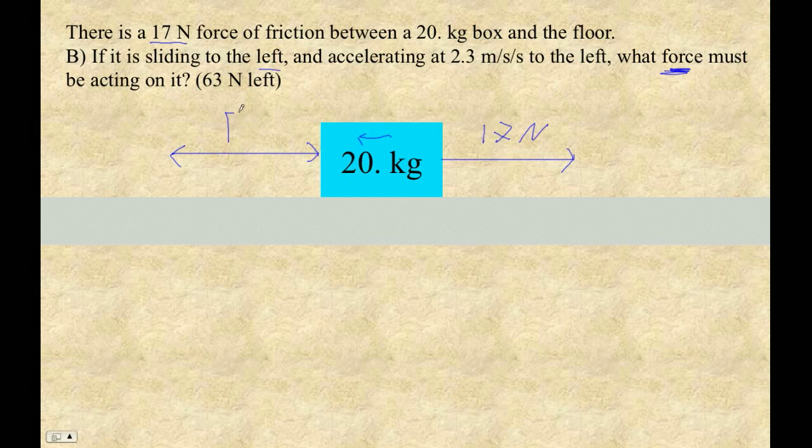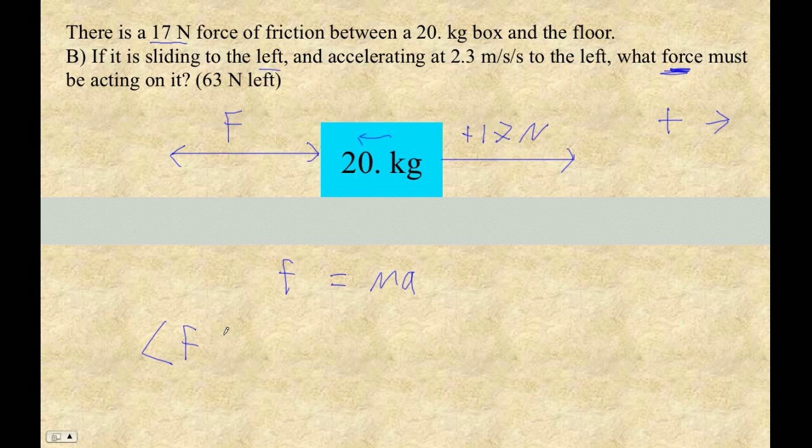I always make unknown forces positive and let the math decide whether it's positive or negative. Okay? So let's make to the right positive. Let's set this up. We've got a known force and an unknown force, and we set up F equals ma. But now we've got the force we don't know. We're just going to call it F, because that's the one that we don't know.